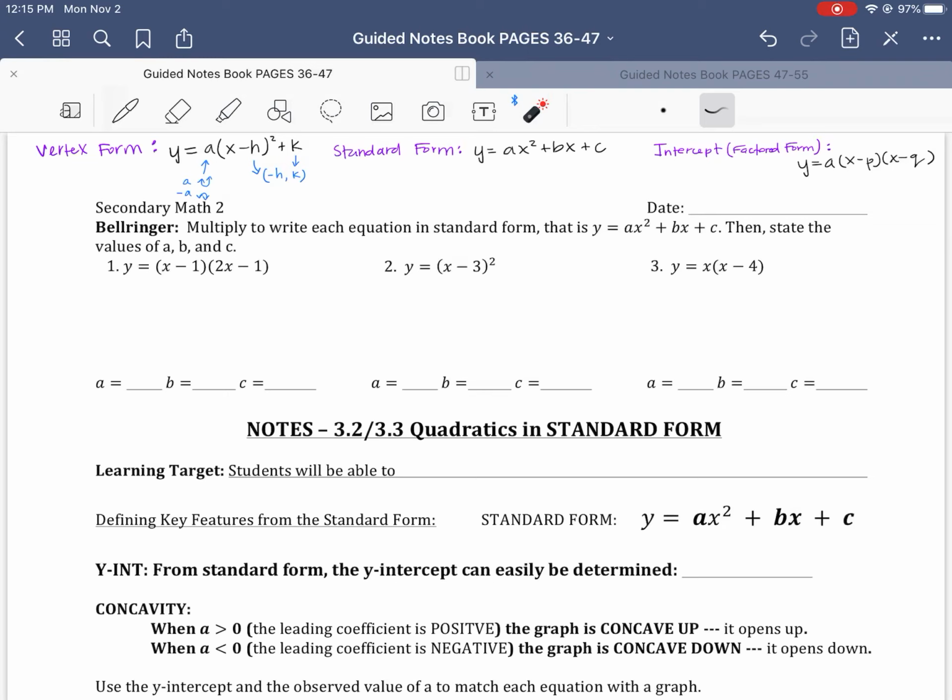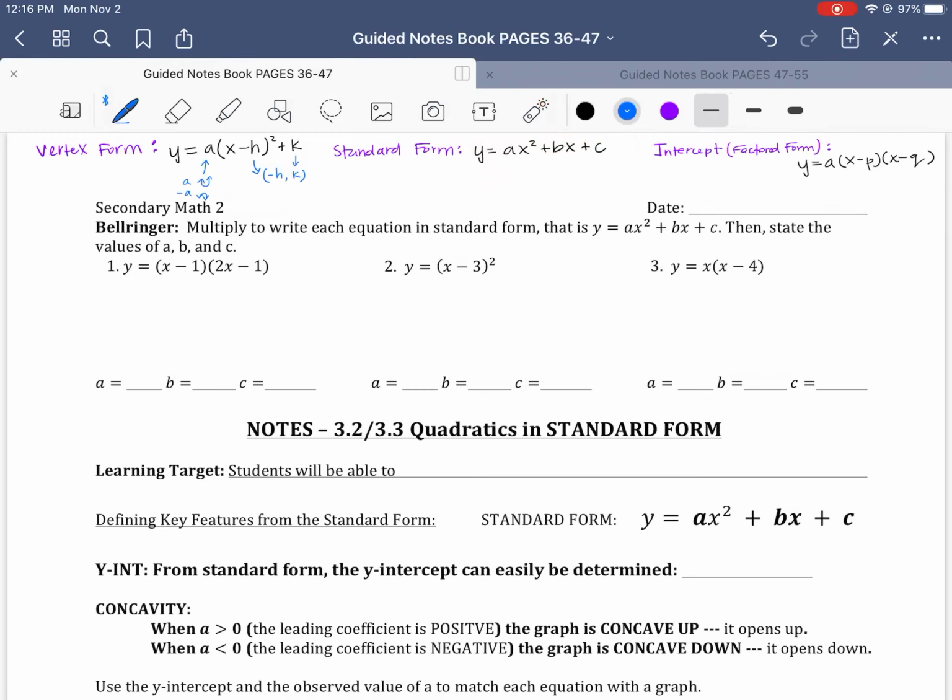Notice here, if you look at the intercept form, this one's the factored form. We liked this one also. We practiced writing it in factored form so that we could solve it, right? x would be p, x would be q. Those are like the solutions or the x-intercepts. So we like this form. We'll talk about that one in the next section. But essentially in this section, we're going to focus on the standard form.